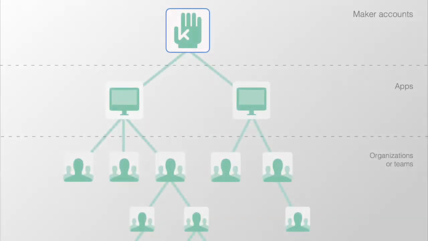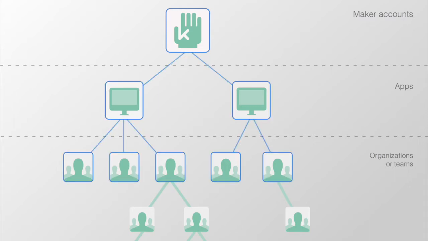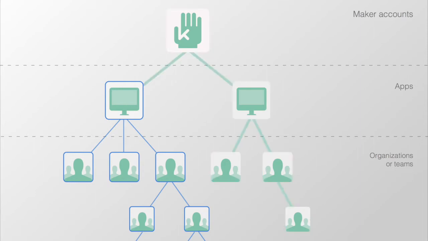When you are in your Maker account, you have access to that Maker account, all its apps, organizations, teams, and people. When in an app, you have access to that app, all its sub-organizations, teams, and people. When in an organization or team, you have access to that organization or team, all its sub-organizations or teams and people, and so forth. In essence, you only look down and not up in the structure.